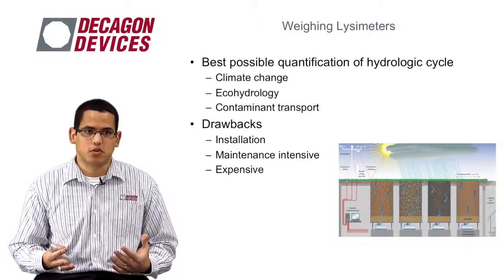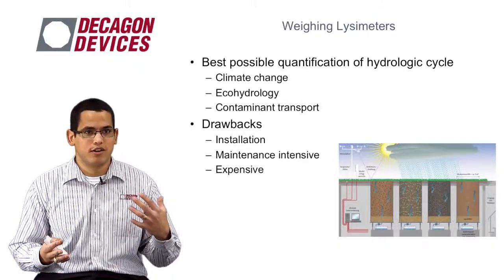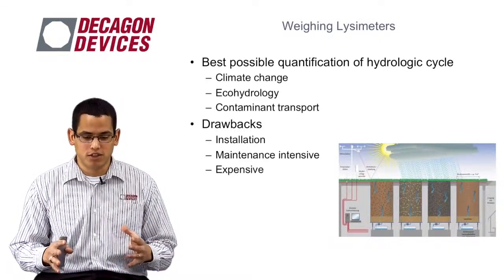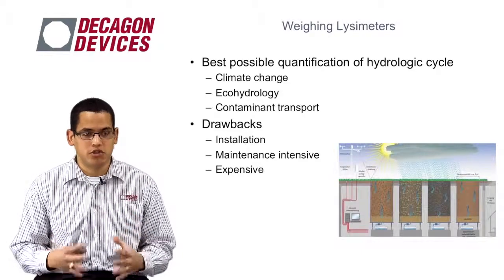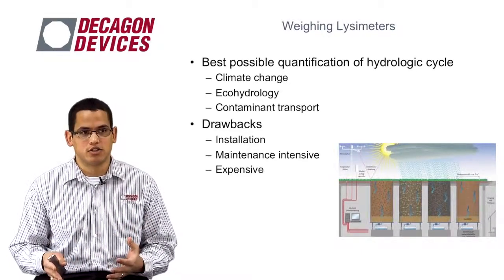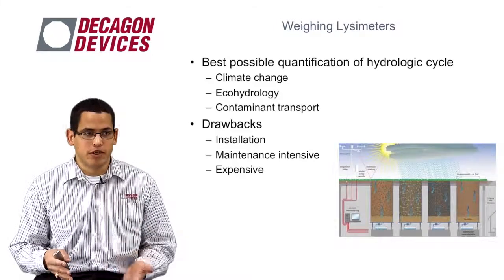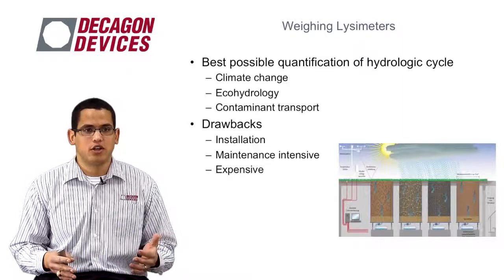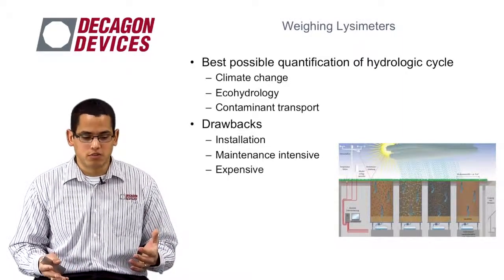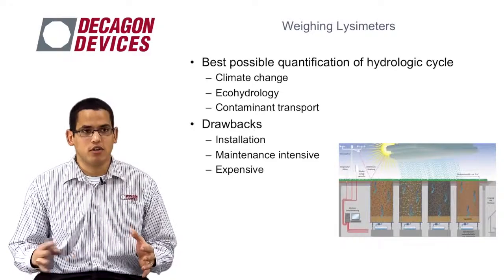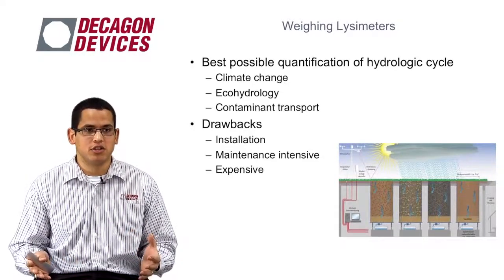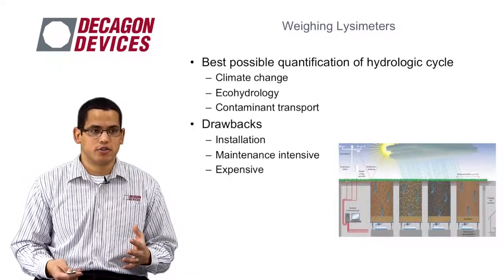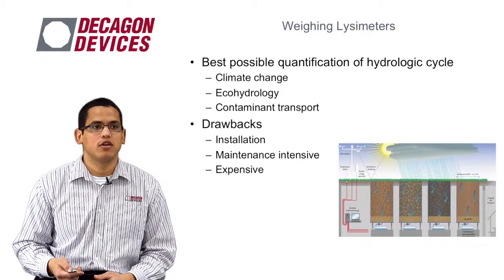Now, the drawbacks to these large weighing lysimeters are, as you can see, especially in those large facilities, they're going to be very installation intensive. It's a lot of large machinery. It's going to take a lot of work. They're not easy to install. They're also more maintenance intensive, and they're going to be more expensive than any of the other drainage measurement methods. The costs of these have gone down compared to what they were 10 years ago, but they are still expensive compared to other drainage measurement methods.